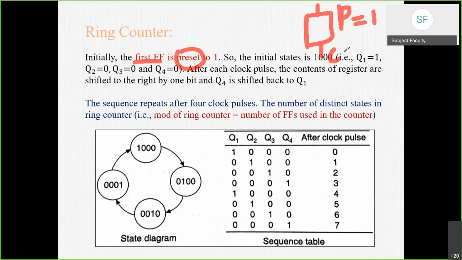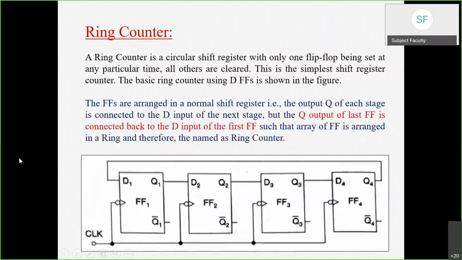And when you apply clear input, clear will clear the output. That means the output will be 0. If preset is used, then the output will be 1. That is Q will be 1. And if clear is enabled, then the output will be 0. That is Q will be equal to 0. So initially, what you have to assume is that the first flip-flop is preset to 1. So we will see the actual working here.